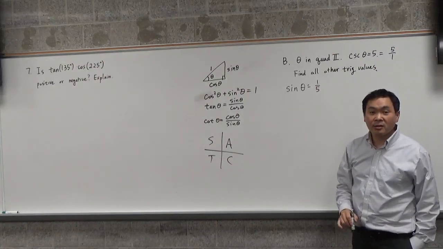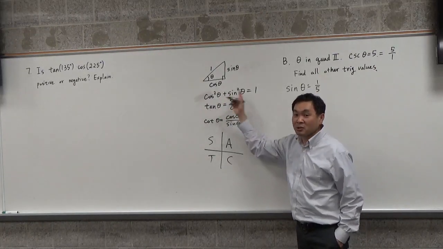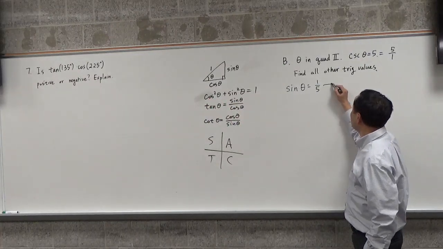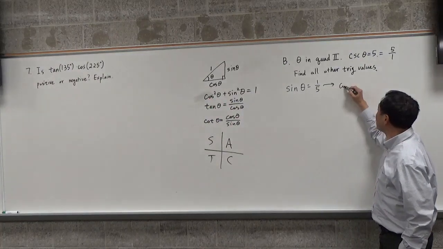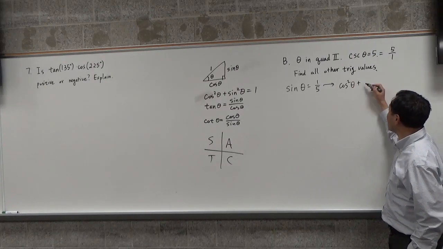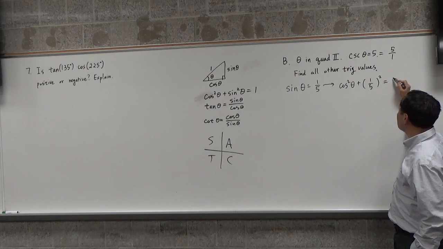So you get that. But then once you get sine, we're in business, because if you have sine or cosine, you get the other by using this equation, right? So we put it into this equation and say cosine squared theta. Cosine is the unknown, so I leave it like that. But then sine can be replaced by 1/5. That is being squared, right? And that has to be equal to 1.